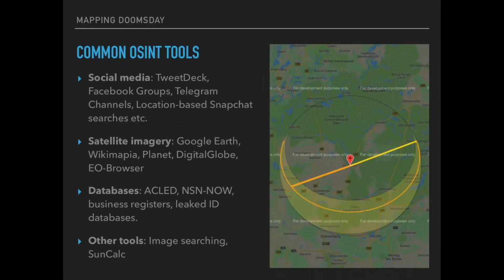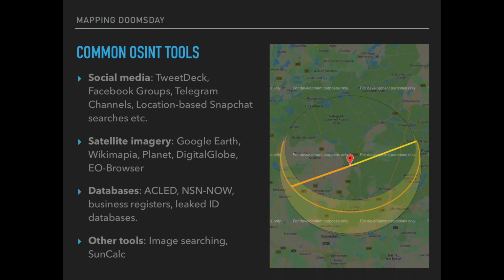Here are some common tools which are used within open source intelligence. Obviously, Twitter is a really good source, so TweetDeck is a great way of accessing huge numbers of tweets at once. Facebook groups often have a whole lot of hidden information that is semi-open, that one can access if you join the group, and this is also a very good source of information. Then you've got Telegram channels, similar deal. Location-based Snapchat searches are also sometimes interesting, because people often feel that Snapchat is a more personal thing and they're not sharing it with as many people, but sometimes you can, again, search based on location.